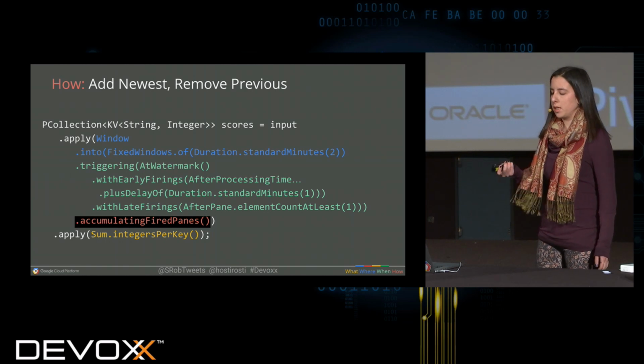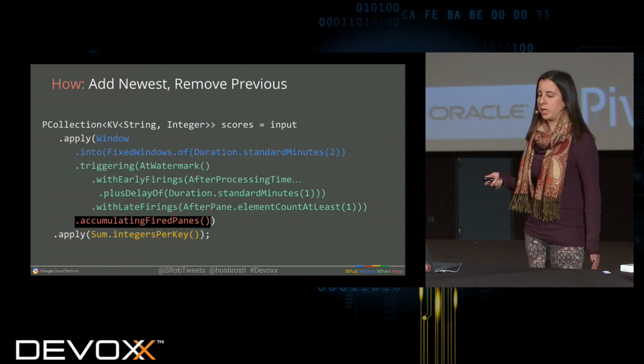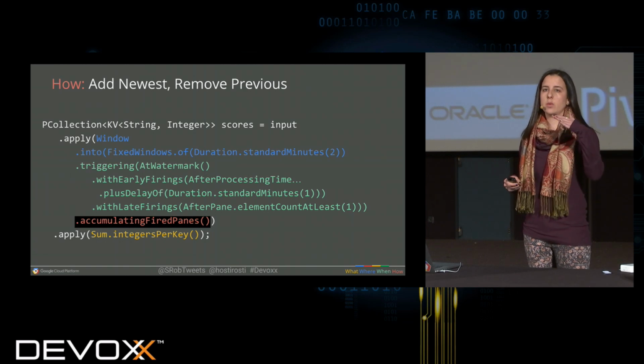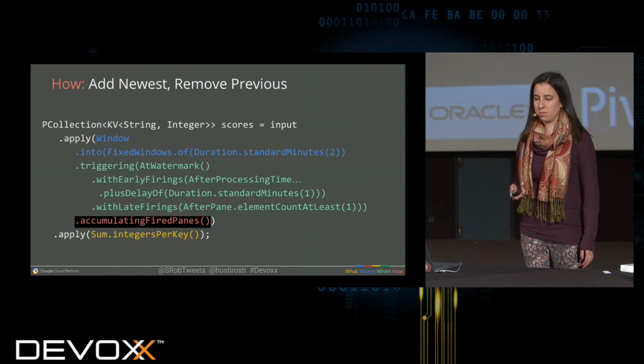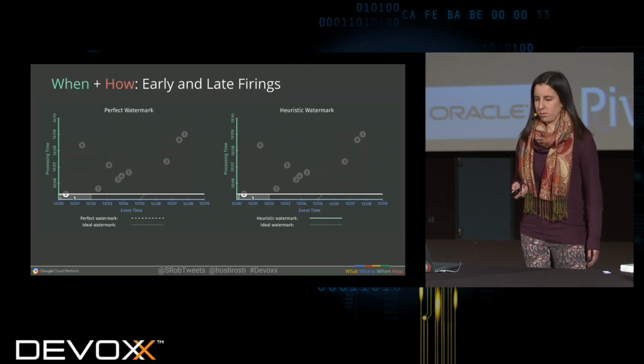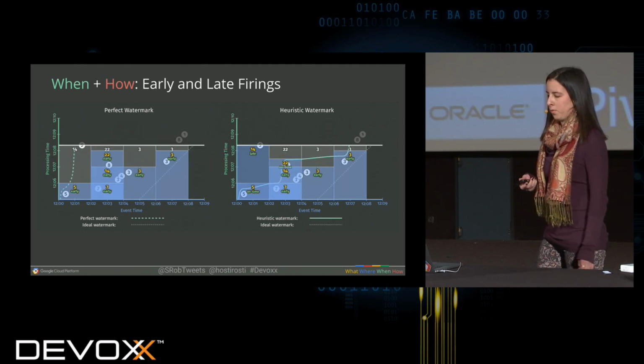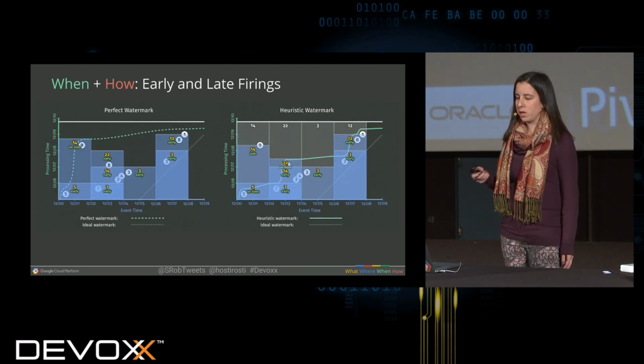So in this example, we're going to add a rule to accumulate fired panes. So we're going to accumulate the total as we emit the results for a given window. And here's what it'll look like. Again, on the left side, we have the perfect watermark, and on the right side, we have our heuristic watermark.